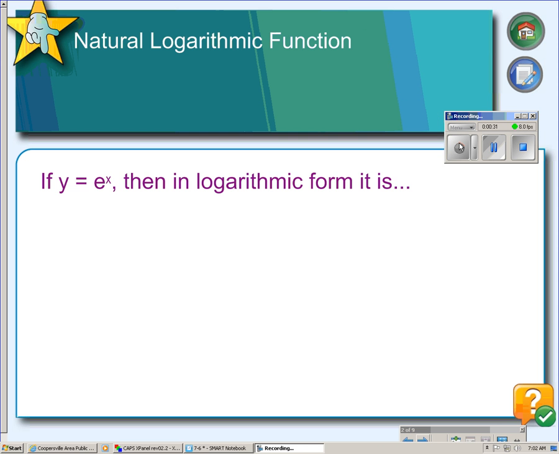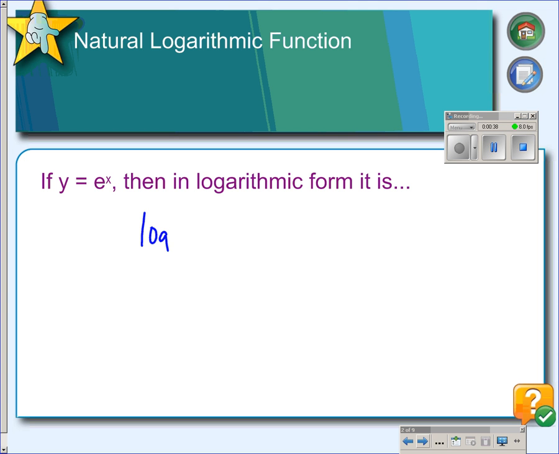example. So if y equals e to the x, then in logarithmic form, that would be log base e of y equals x. This log base e is the natural log, and it is its own special case. So rather than writing log base e, we write ln. So these two statements are equivalent. When you see ln, it means log base e.